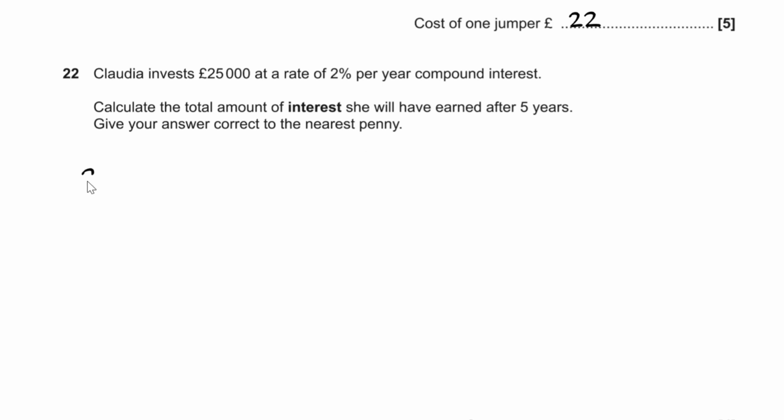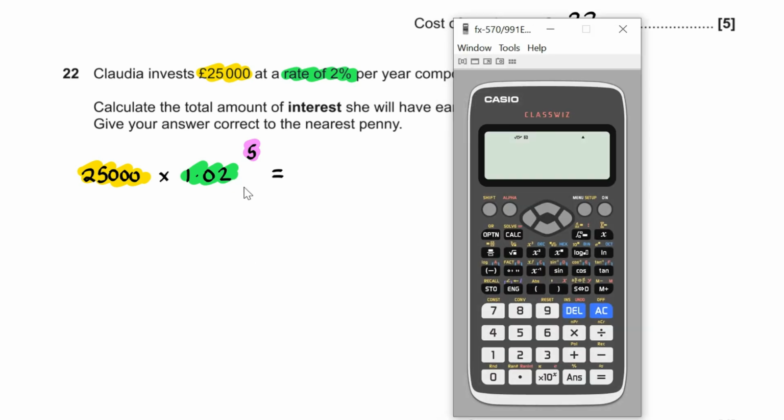Well, we've got our original amount, 25,000, so this here is the original amount of money we have. And then we're investing at a rate of 2% per year, so we multiply by 1.02. This comes from the fact that we're investing at a rate of 2% per year. And then we raise this to the power of 5, because we're looking at 5 years. And what we can do is find out the total amount of money we have after 5 years.